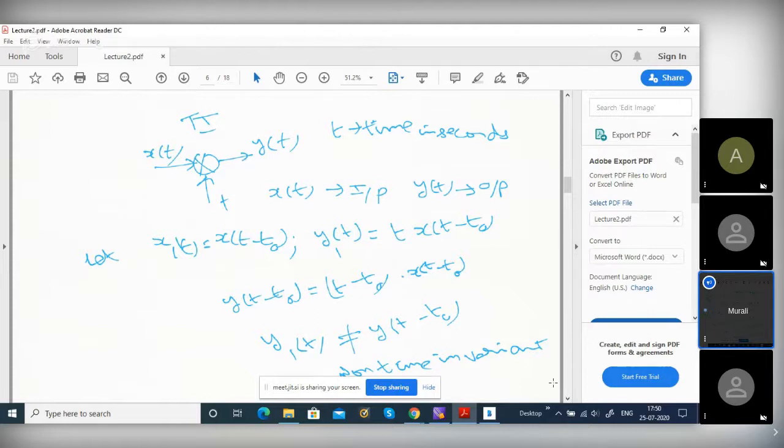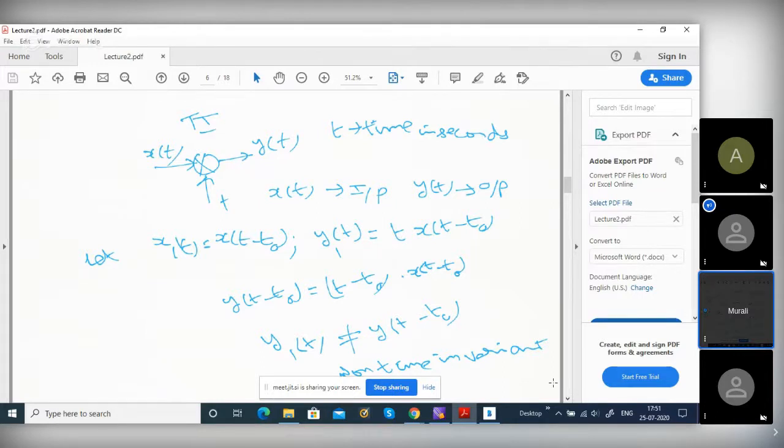If the input is delayed by t naught, x of t minus t naught, what will be the output? y1 of t, where x1 of t is x of t minus t naught. The output is t times x1 of t, which is t times x of t minus t naught. But what is y of t minus t naught? It is t minus t naught times x of t minus t naught. So both are not equal. They are not equal because you put the gain as the time variable t, so it is a time variant system.